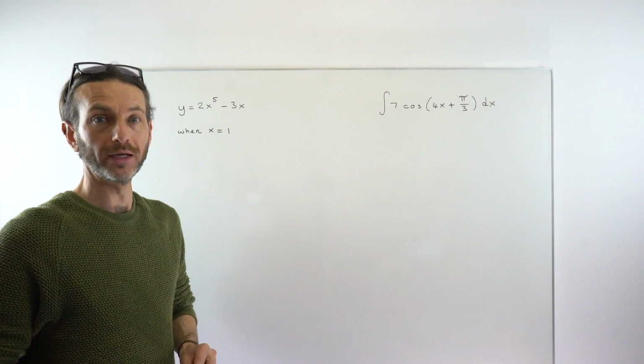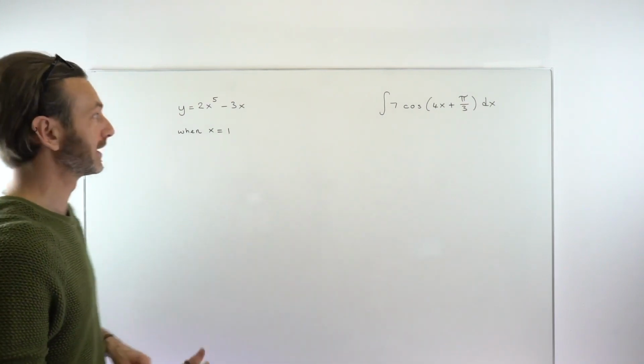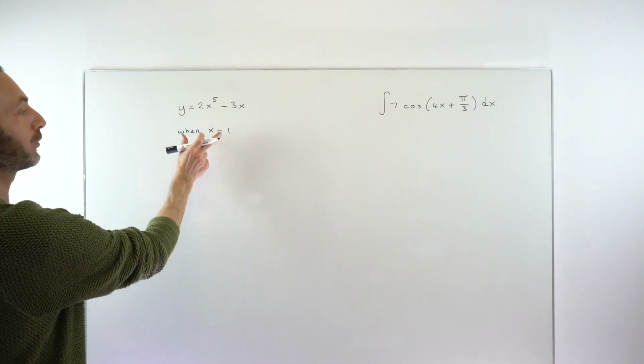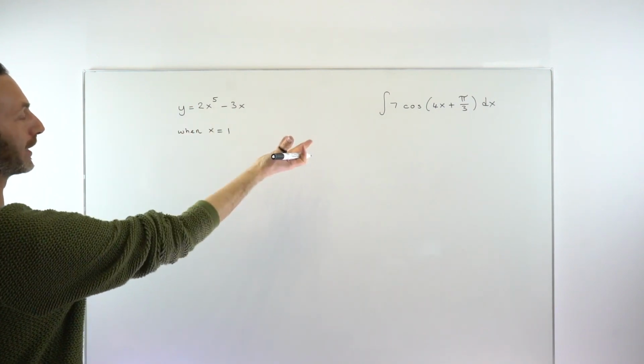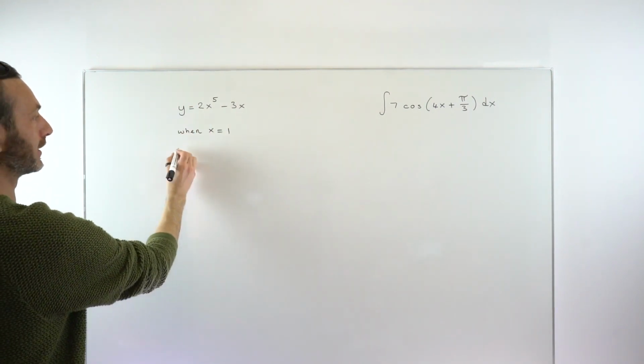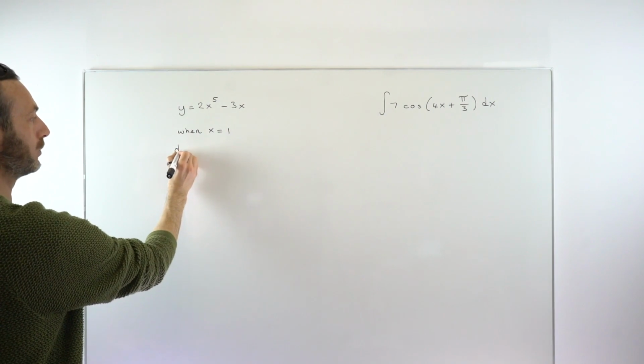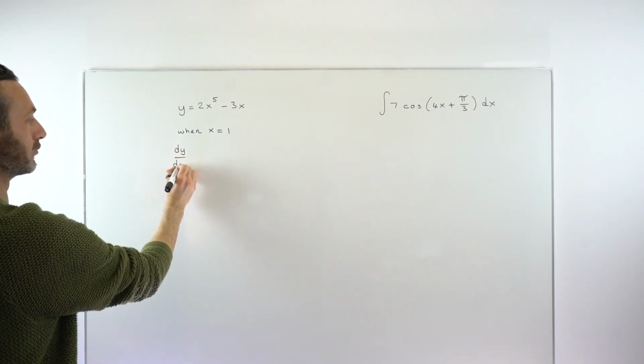To do that, we're going to need a point and a gradient. We're going to get the gradient by taking the derivative, and we've already got half of the point. We just need to find the y coordinate. So I'm going to start by finding the gradient, which will come from the derivative. So starting by taking the derivative.